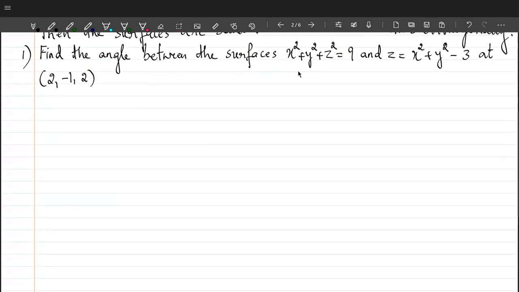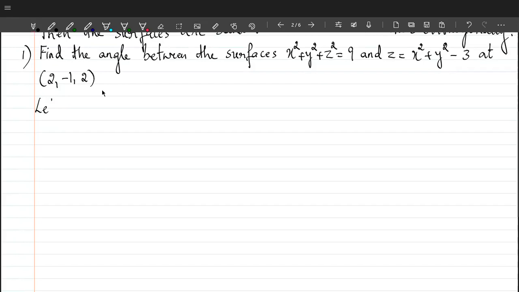Find the angle between the surfaces x square plus y square plus z square equal to 9 and z equal to x square plus y square minus 3 at the point 2, minus 1, 2. So now we already know how to find the angle between the two surfaces. We have to first calculate del phi 1, we have to find del phi 2, we have to take the magnitudes and then use the formula.